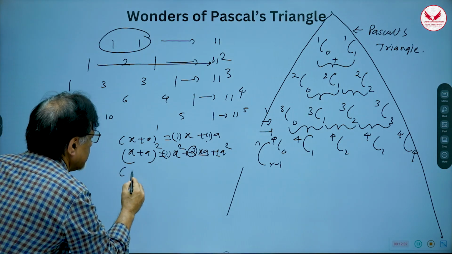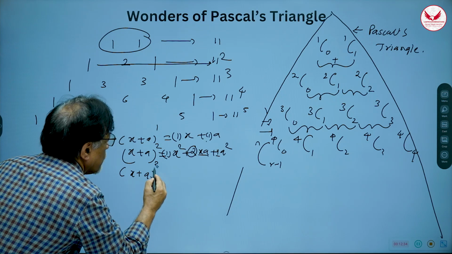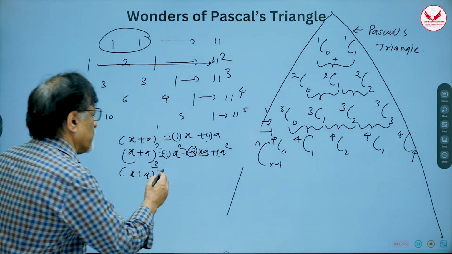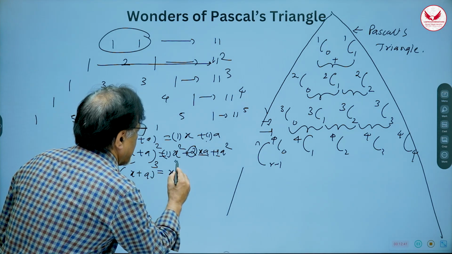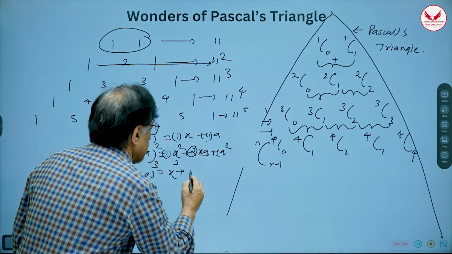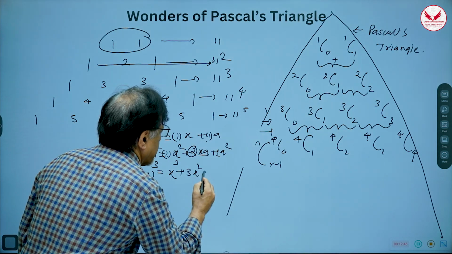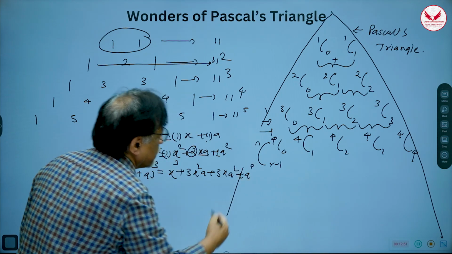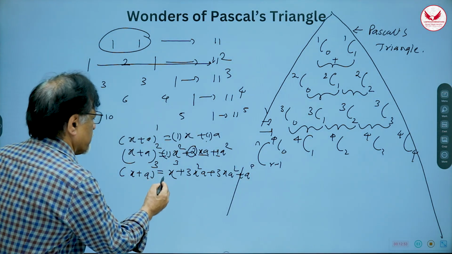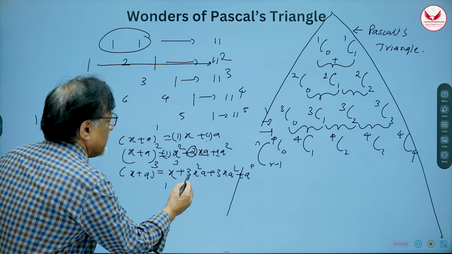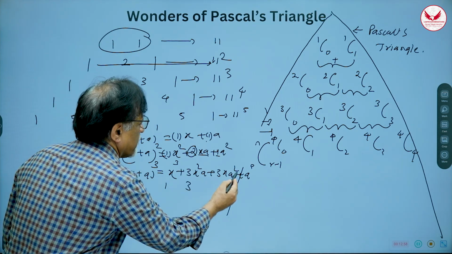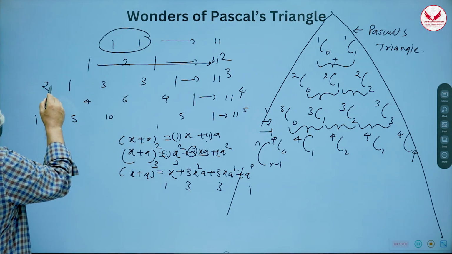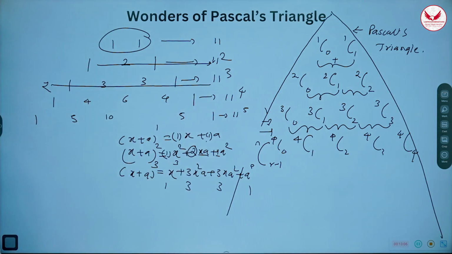Now, not only that, let us call x plus a whole cubed, right? What is the x plus a cube formula? At least this formula you must know from your 10th standard mathematics. It starts with x cube plus 3x square a plus 3x a square and a cube. This is the formula. Now, look at the coefficients. Coefficient of x cube is 1. Coefficient of x square a is 3. Coefficient of x a square is 3. Coefficient of a cube is 1, which corresponds to the third line here. Now, that is very interesting.